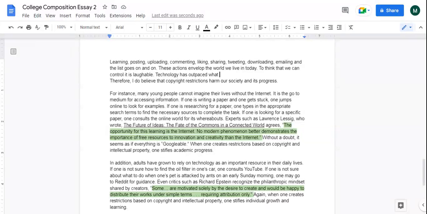Learning, posting, technology has outpaced. These actions envelop the world we live in today. To think that we can control it is laughable. Technology has outpaced us. Human development. Better to embrace what we have.